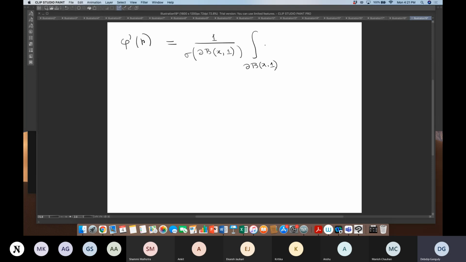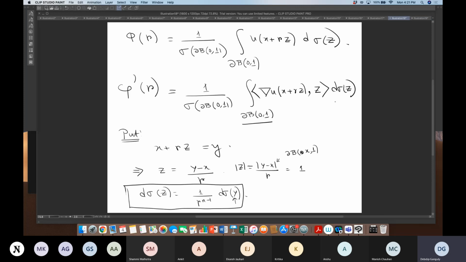This is gradient of u at y, (y minus x) by r. Sorry, this will be r and d sigma y, into r to the power n minus 1. Is that clear? Because dz, you just write down dz equal to 1 by r to the power n minus 1 d sigma y. Okay, clear?